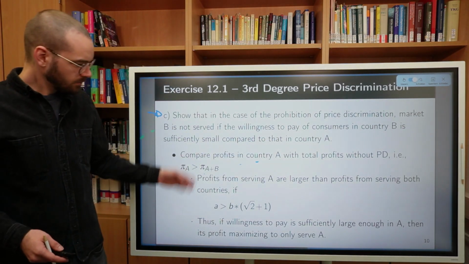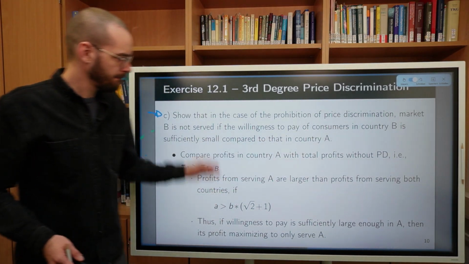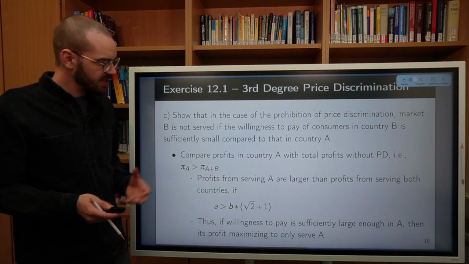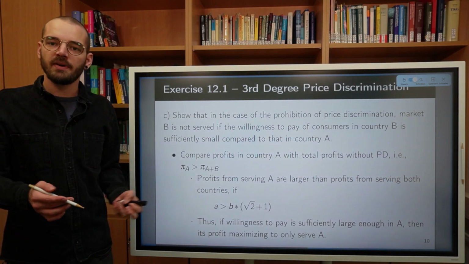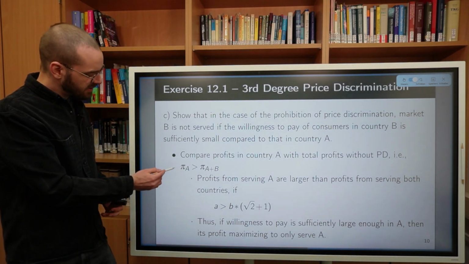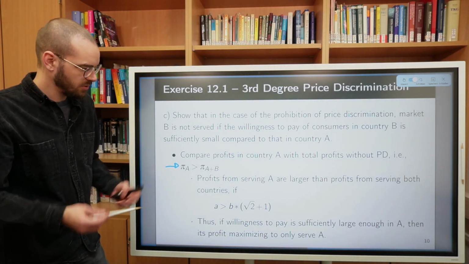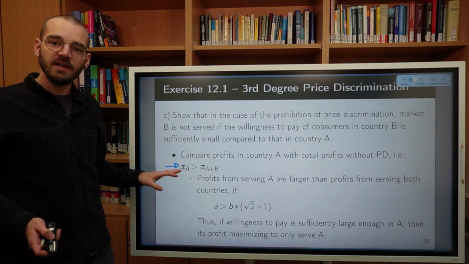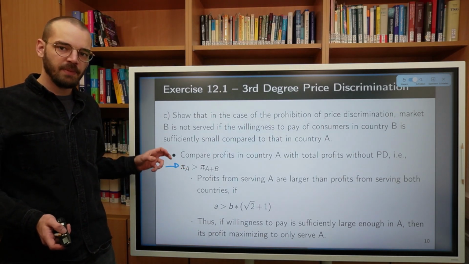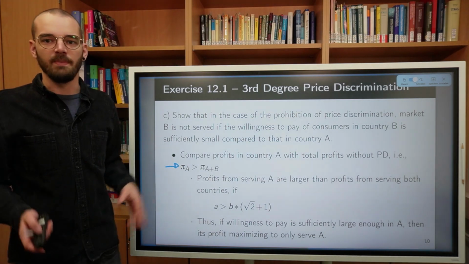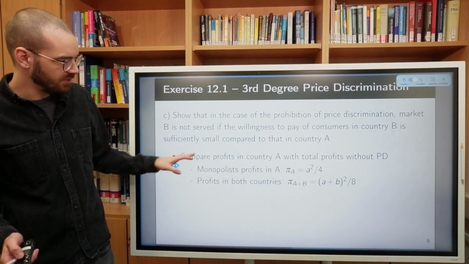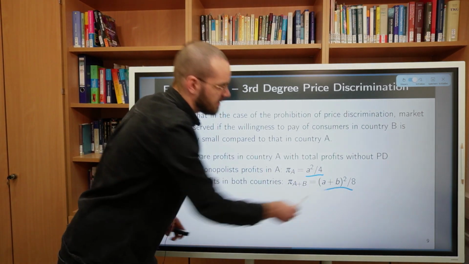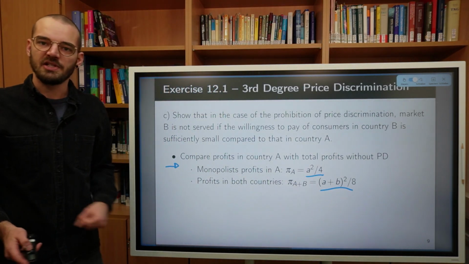So, we want to find parameters or conditions for the model parameters A and B so that this inequality holds, all right? So what we can do is plug in the calculated profits pi A and pi with an index A plus B that we stated on the previous slide. So we plug in these two expressions into the inequality we just stated.